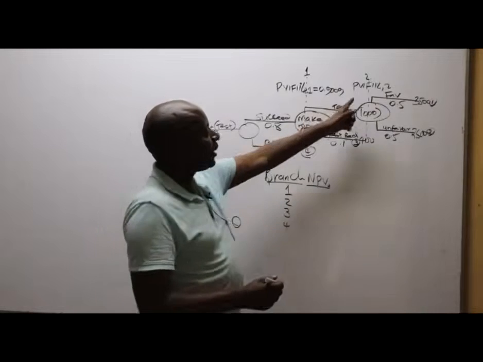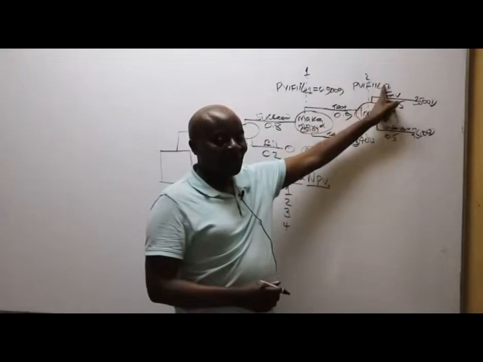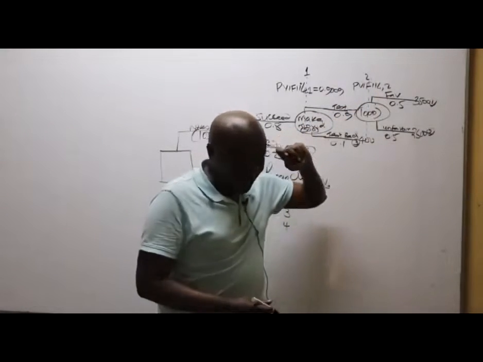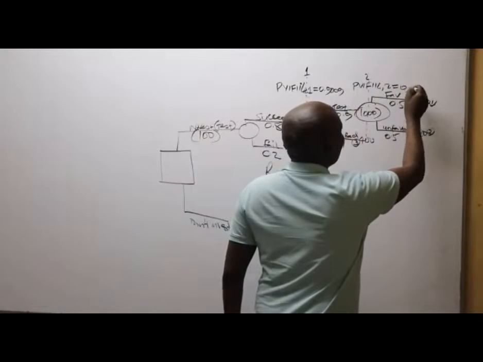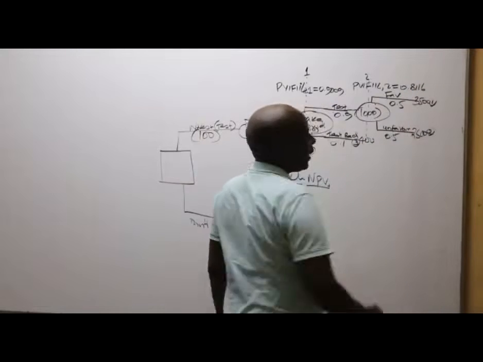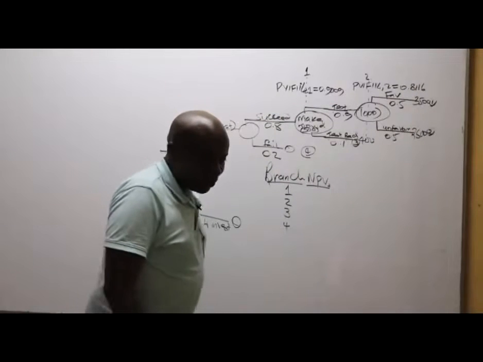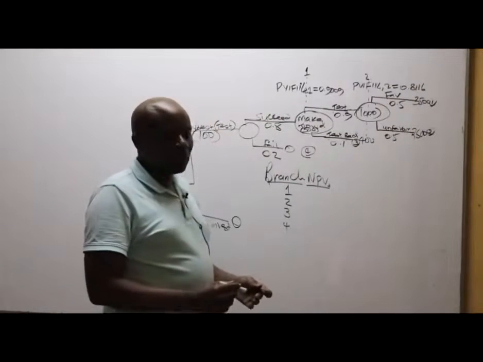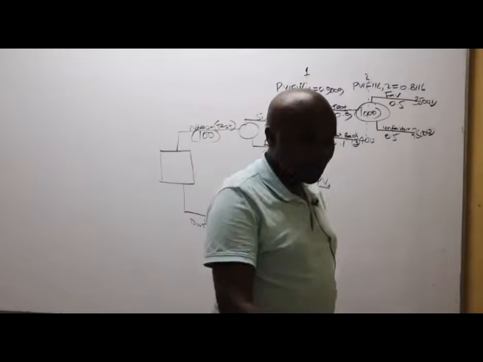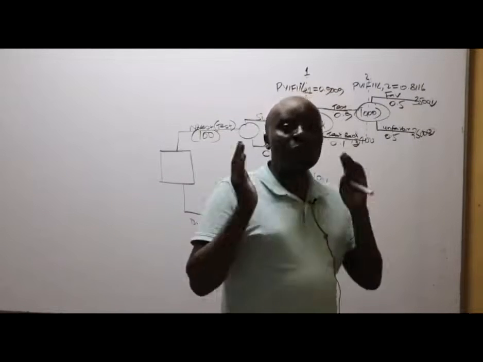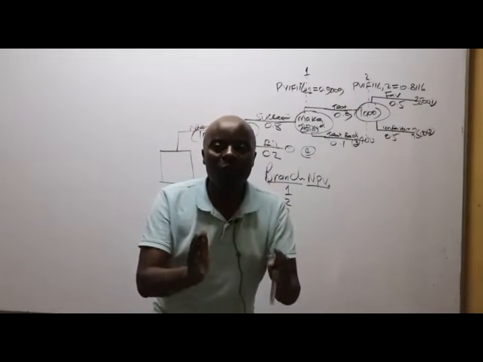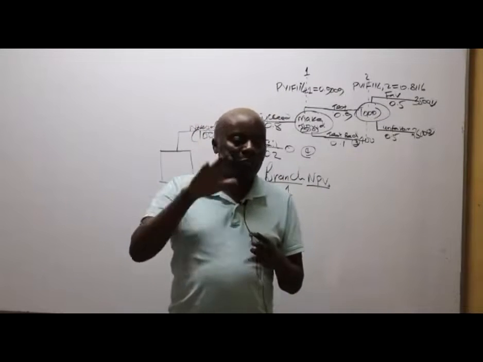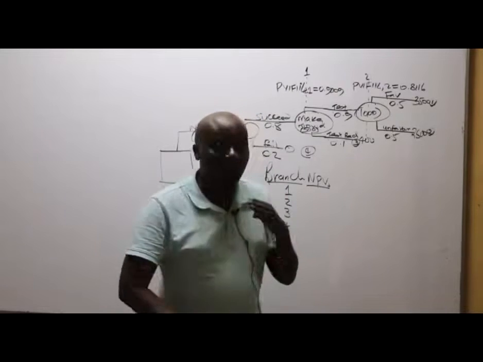So PVIF, 11%, 2 years. What do we have? 0.8116. Thank you very much. So they are telling me that these figures are not right. Remember, ladies and gentlemen, all students here, if 11% is found in our tables, don't compute. Always read from the tables.